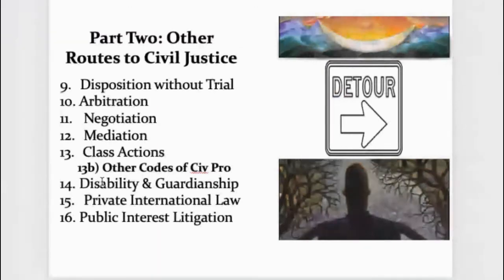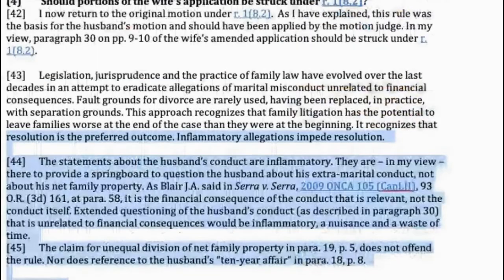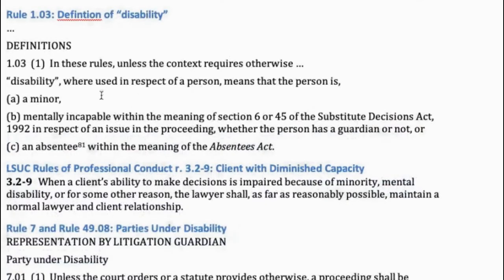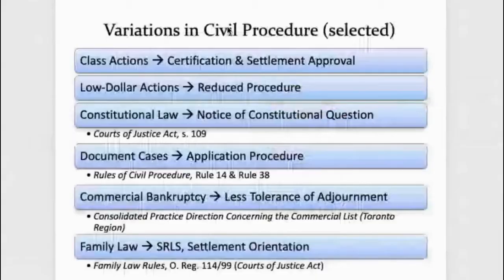Okay, so you have the basic rule here, which is Rule 1.03, that defines what a disability is. And this is, again, an example of a word that means one thing in normal English and means something quite different in the context of civil litigation. So what does it mean in civil litigation?